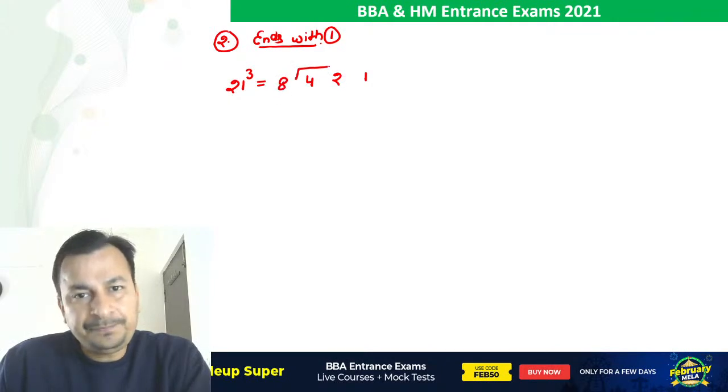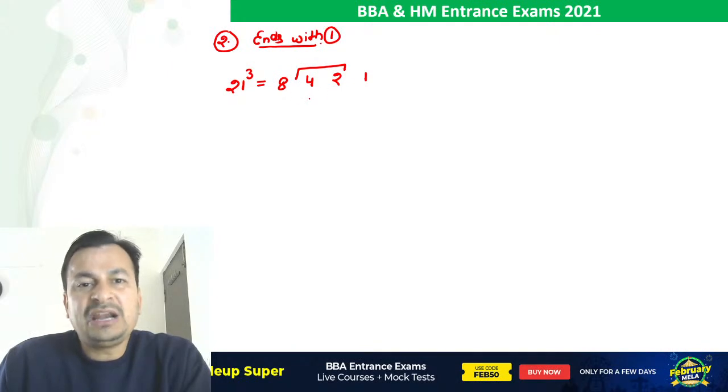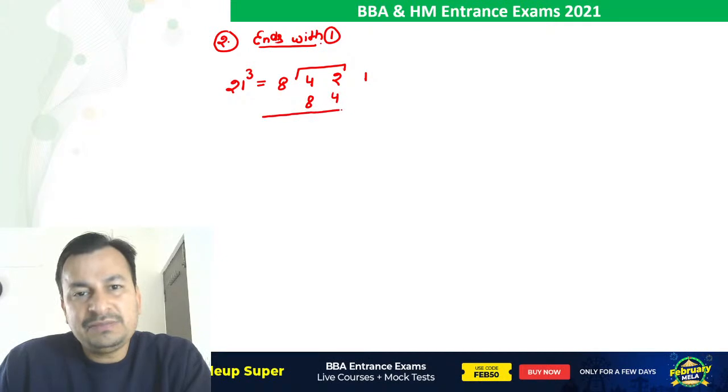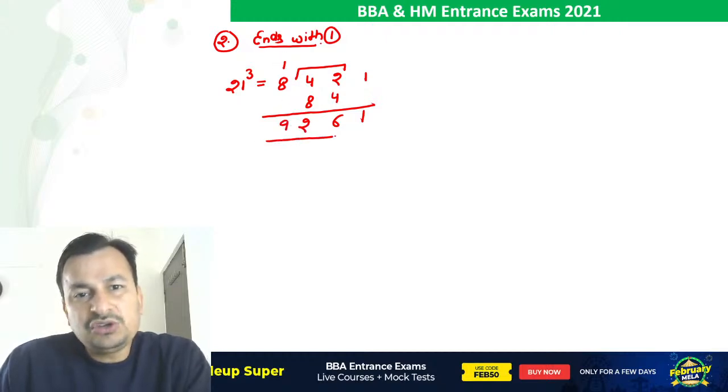Then we will double these two middle values. So 4 multiplied by 2 is 8. 2 multiplied by 2 is 4. And then we will simply add these two numbers. 1, 2 plus 4, 6. 4 plus 8, 12. 2, 1 carry. 1 plus 8, 9. So what is the cube of 21?